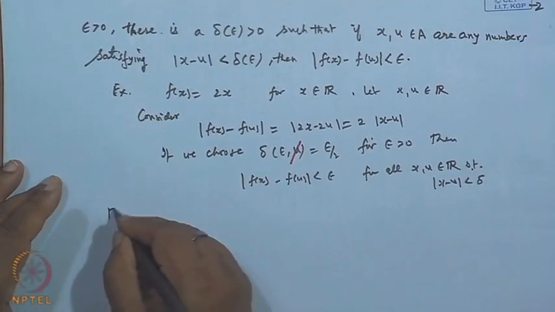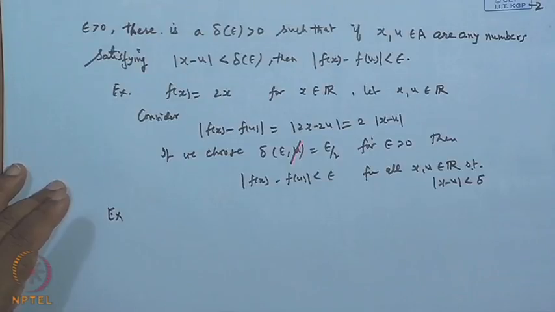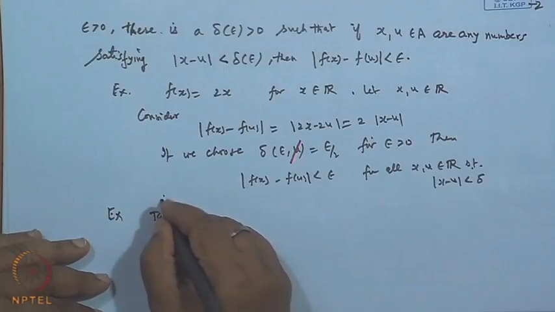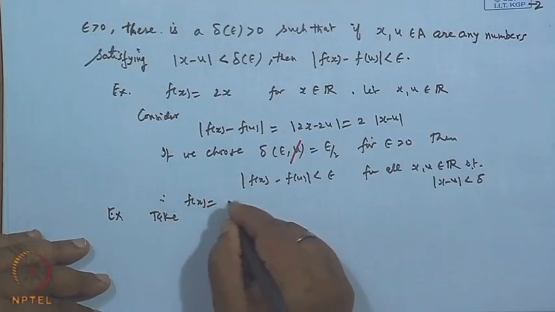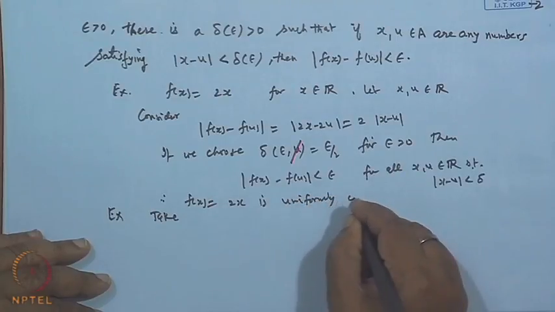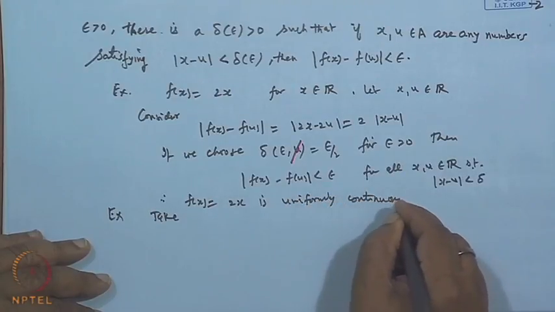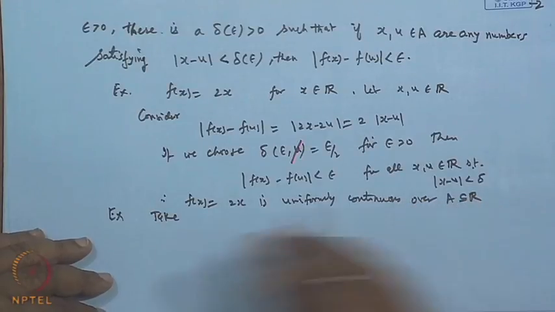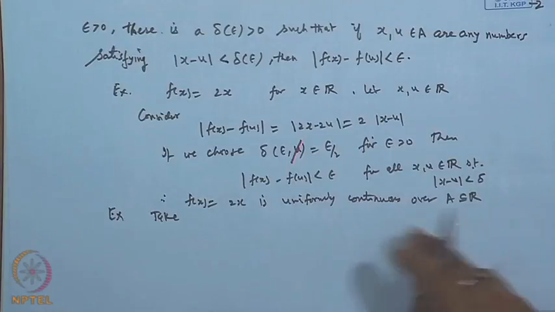However, there are functions which are only continuous, but not uniformly. For example, f(x) = 2x is uniformly continuous over any set A which is a subset of R, over any subset of R, or entirely.